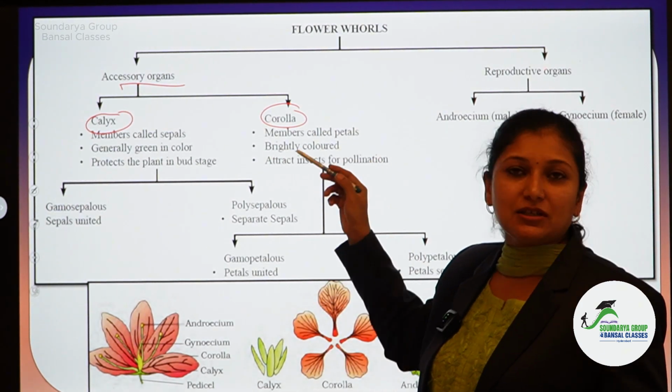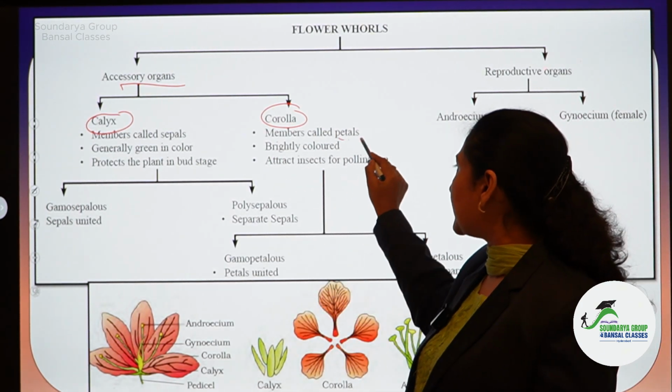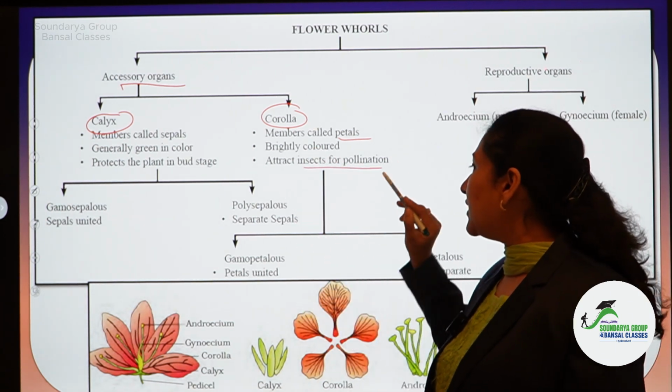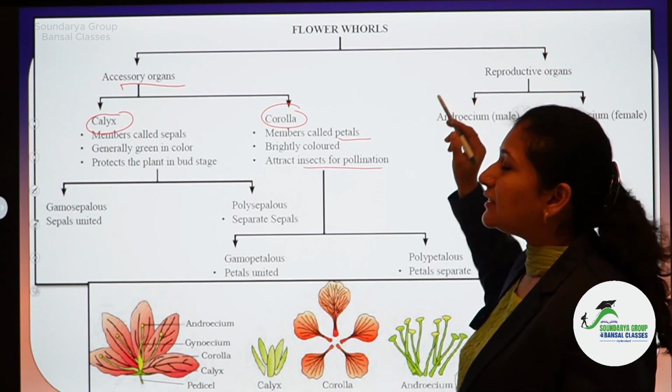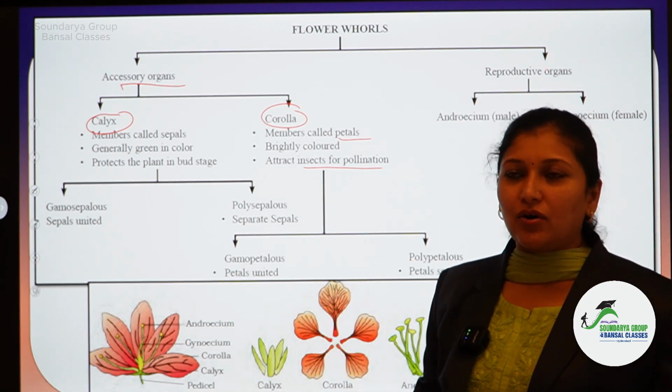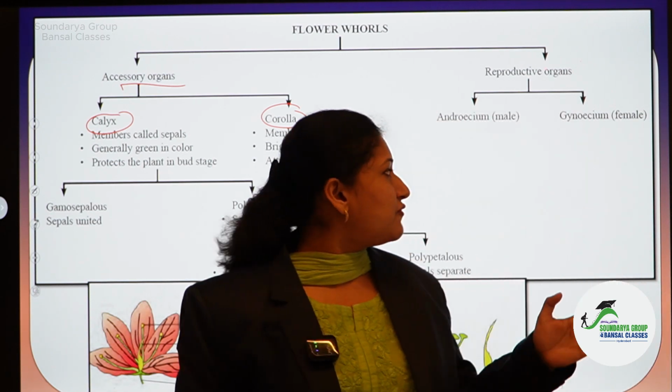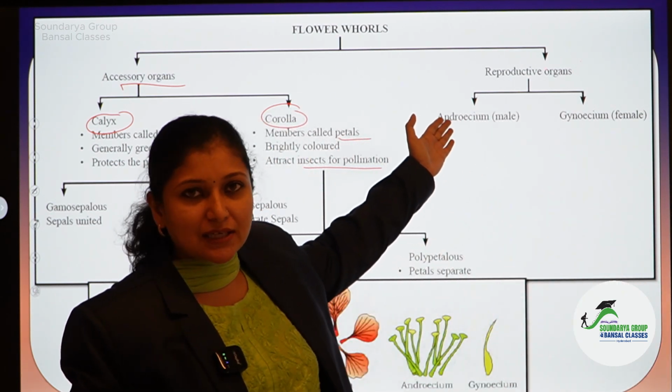Its members are known as petals, which are brightly colored and attract the pollinators towards the flower. That is why it is called an accessory organ. The main reproduction is the one in which the male reproductive organ and female reproductive organ are participating.